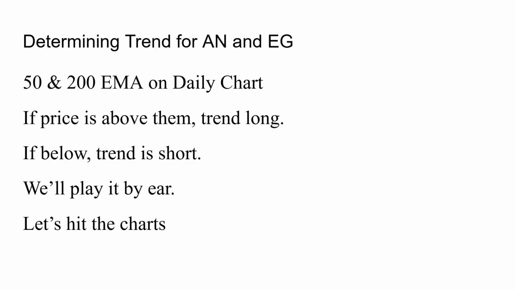So with that said, how I'm going to determine trend is just a basic 50 and 200 EMA on the daily chart. If price is above the 50 and 200, I'll say the trend is long. If it's below them, it's short. If I see anything else, I'll consult with the Google Gemini AI program. I do use AI and see how it can measure up. Okay, but anyway, let's hit the charts.